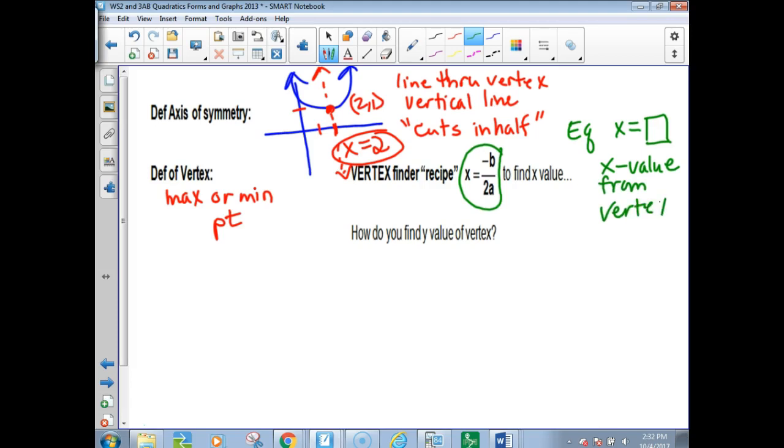So if you know the vertex, you can tell what the x value is. This is going to be your axis of symmetry. It's the x value from the vertex. So now how do you find the y value of the vertex? Well, once you find the x value, you plug it back into the equation.